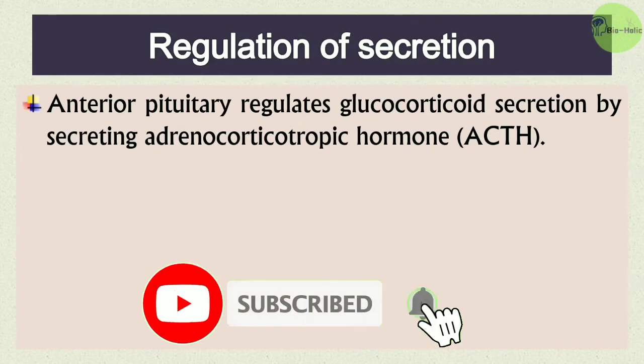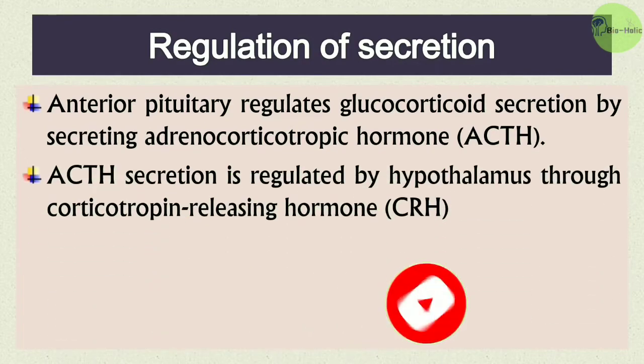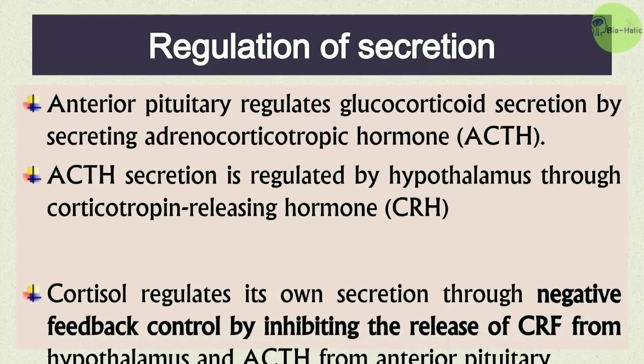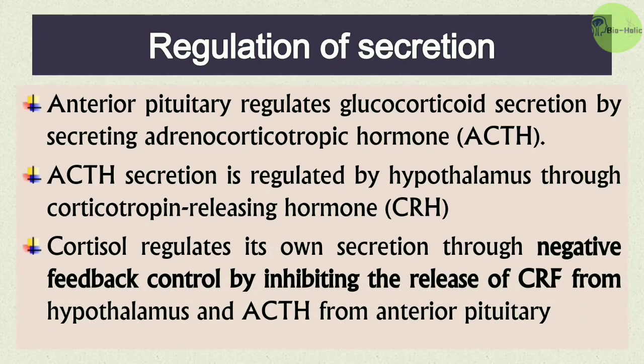The anterior pituitary regulates glucocorticoid secretion by secreting ACTH. ACTH secretion, on the other hand, is regulated by the hypothalamus through the corticotropin releasing hormone. Cortisol regulates its own secretion through negative feedback control too, by inhibiting the release of CRF or CRH from the hypothalamus and ACTH from the anterior pituitary.